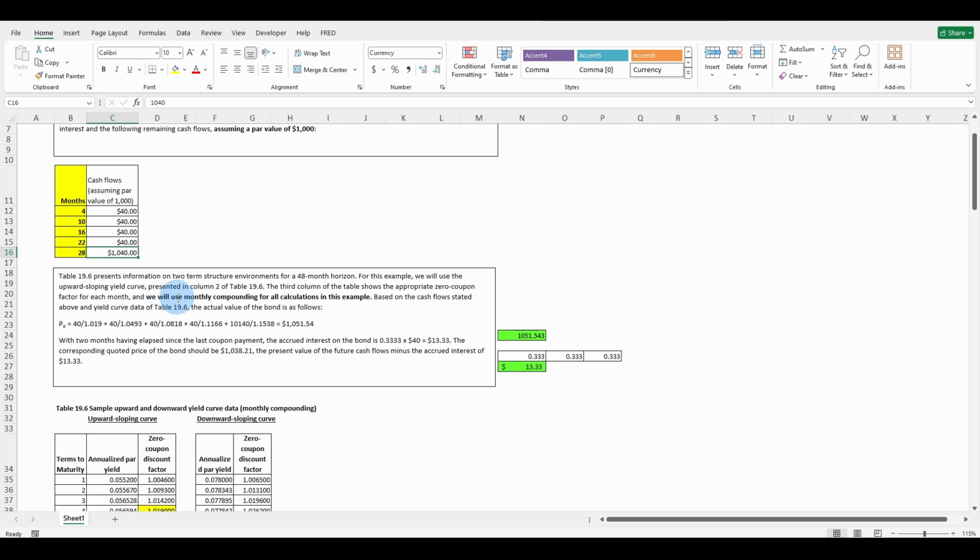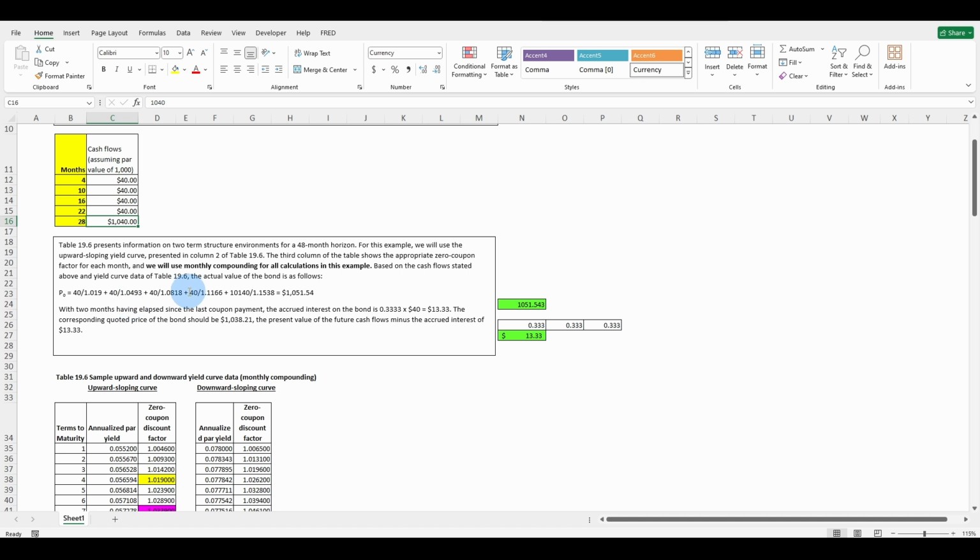Based on the cash flows stated and the yield curve data of table 19.6, the actual value of the bond is as follows. All we're doing is discounting the coupons and the principal with interest. Here is the price of the bond, 1054.43. Here's the equation. We've done this. If you've taken my previous courses, and if you took futures or the continuous compounding courses, I illustrate this comprehensively.